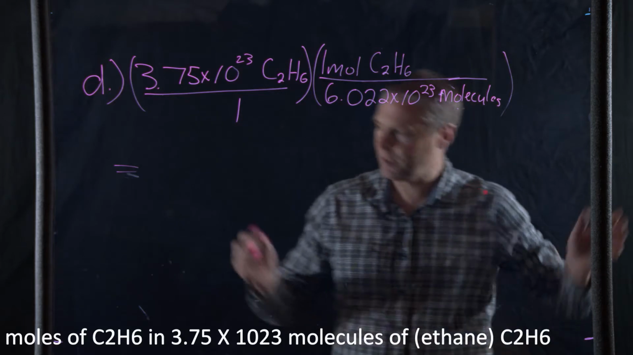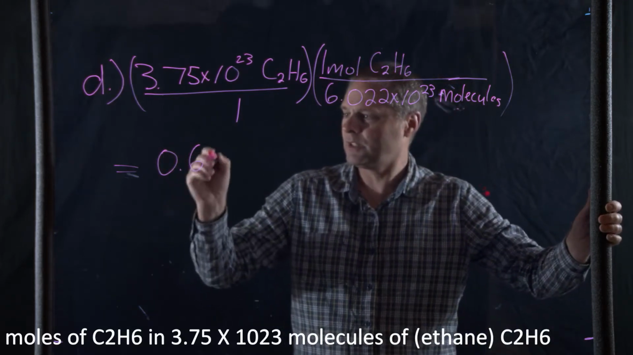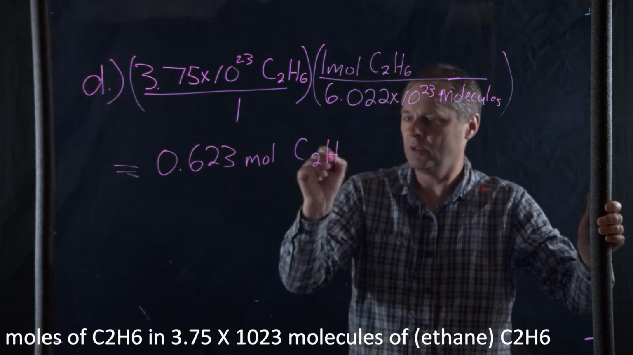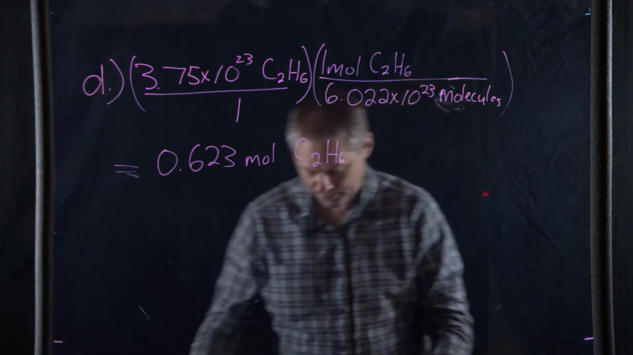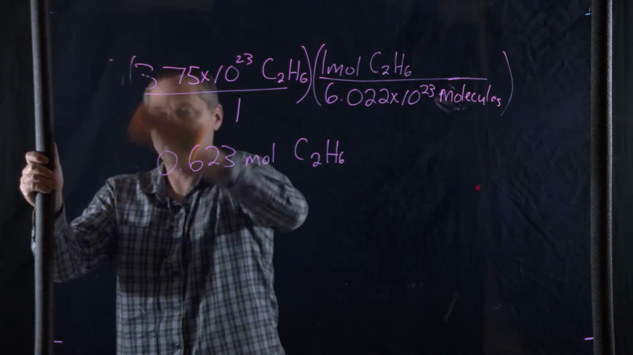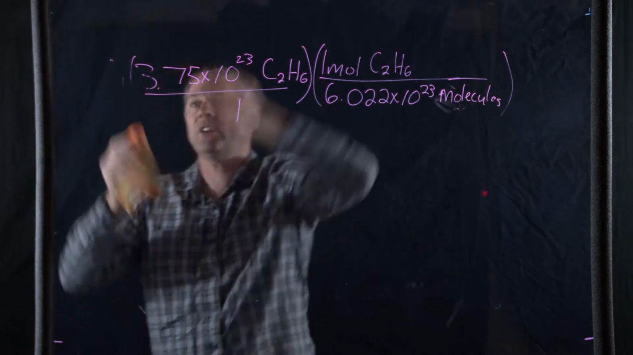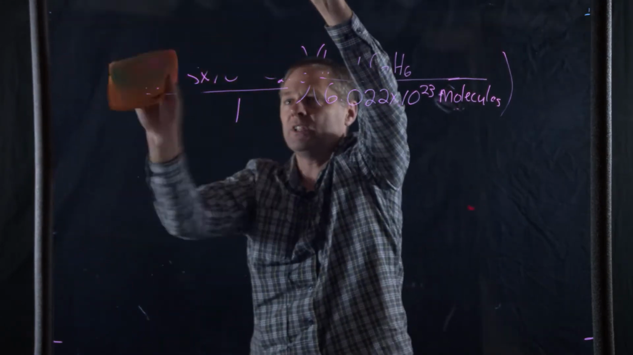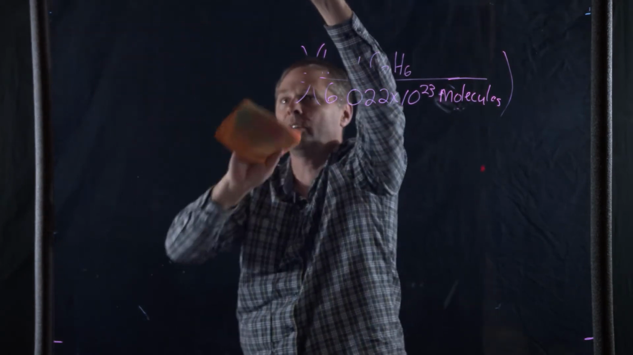We do this arithmetic and we end up getting 0.623 moles of ethane. Not too bad. Not too bad at all. Pretty easy. Just got a few more problems in this chapter. But that's how you convert between atoms and molecules: you're going to have to use Avogadro's number. It becomes a very important number to use.